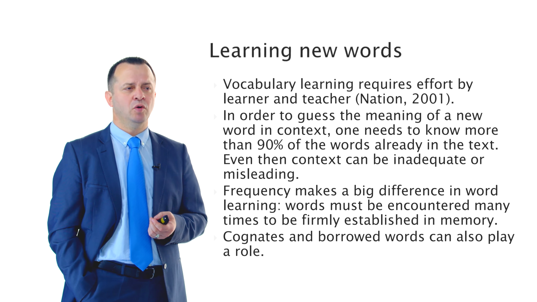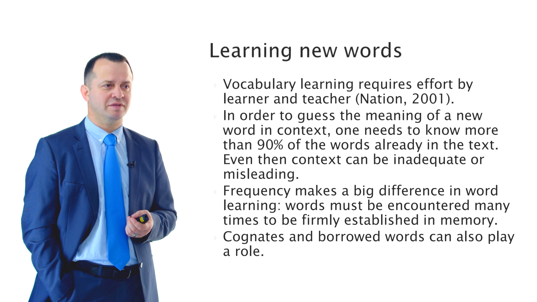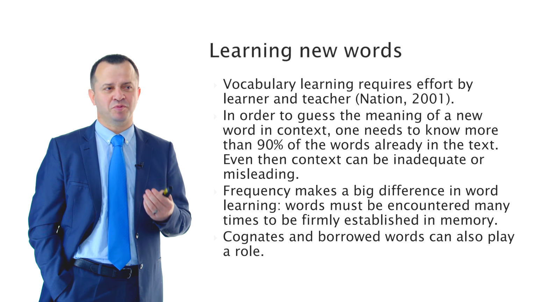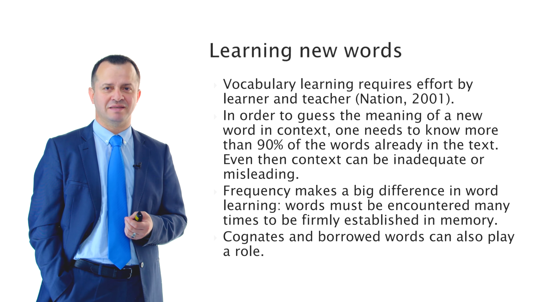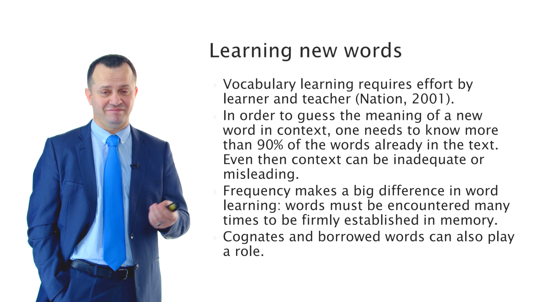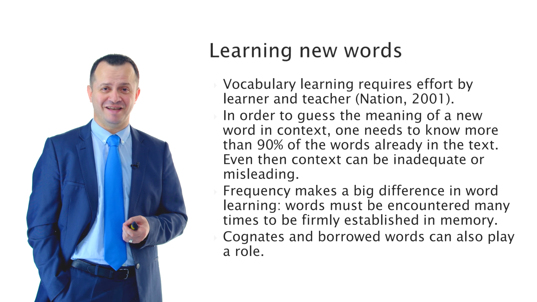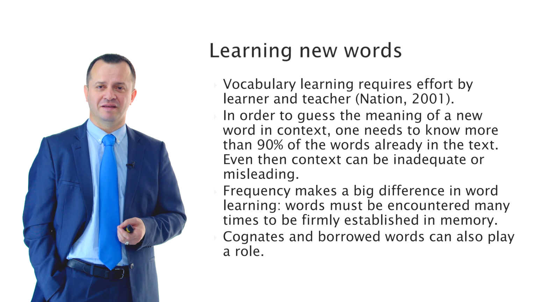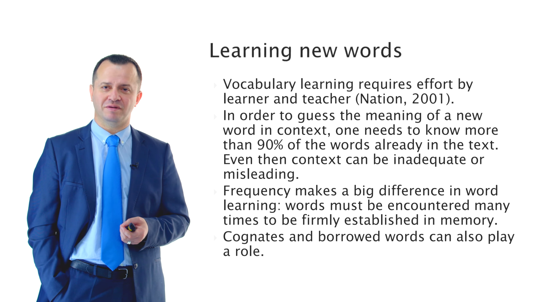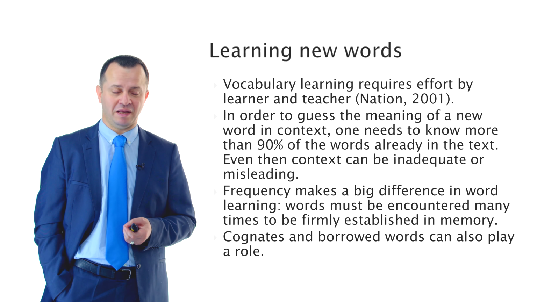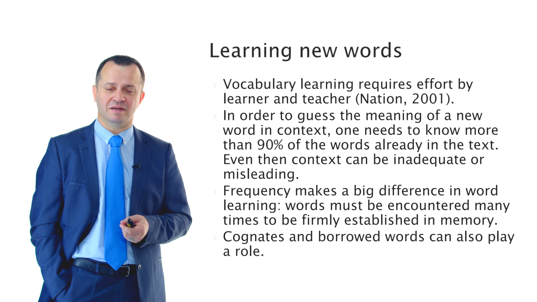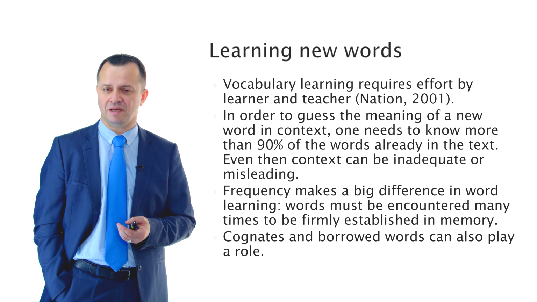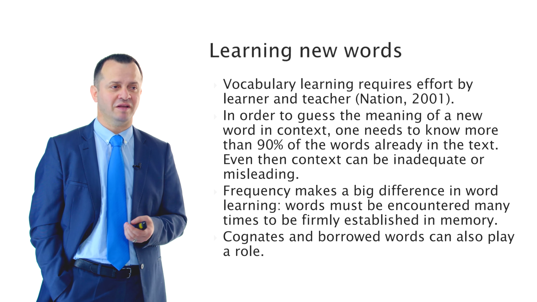Anyway, in order to guess the meaning of a new word in context, one needs to know more than 90% of the words already in the text. So, a new phenomenon, isn't it? Up to now, we thought that at least half of the vocabulary range you should know, and then you can predict the meaning of the next following word, even though you don't know the translation of it.